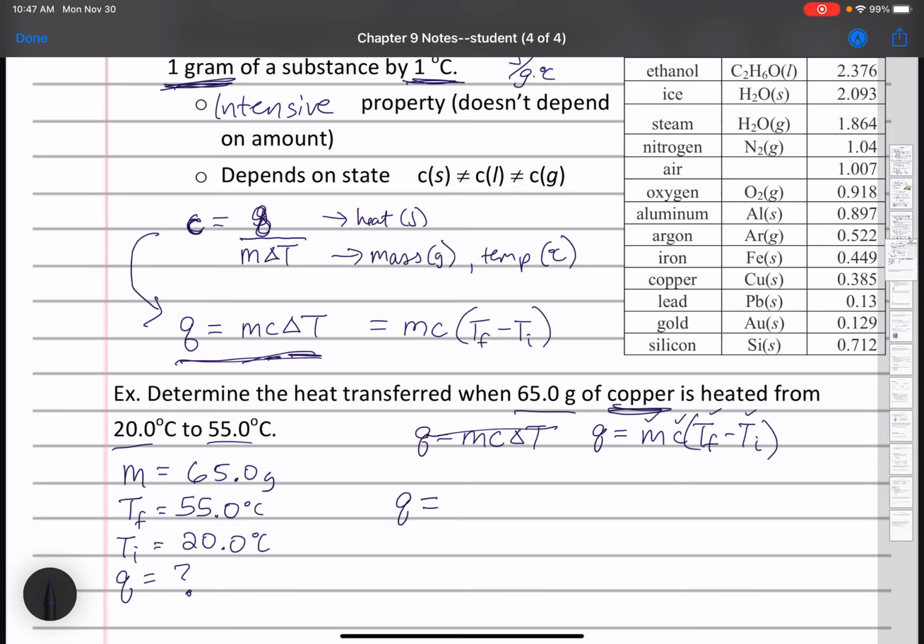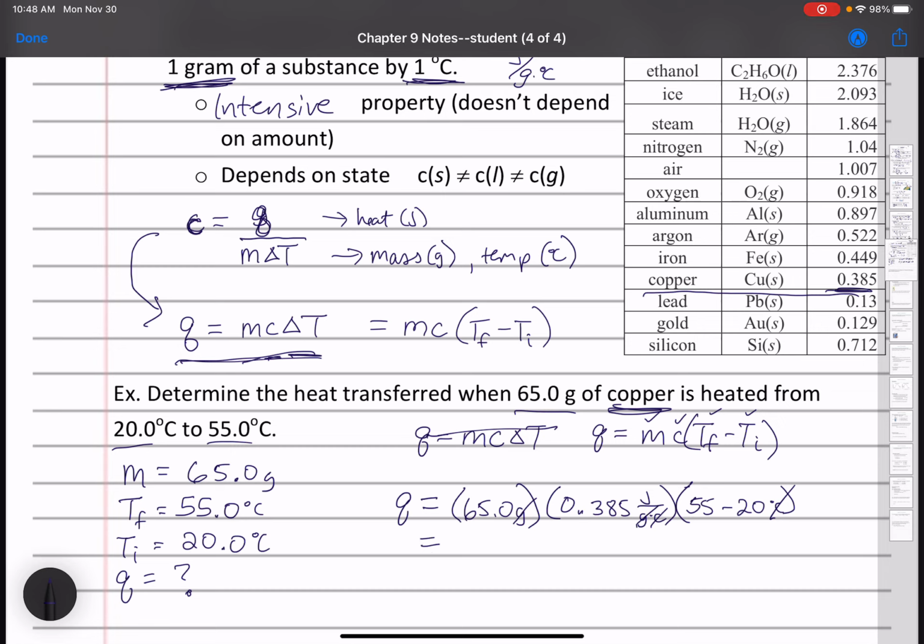So Q equals our mass, which is 65 grams, times the specific heat capacity of copper, which I can look on the table up here, and it is 0.385 joules per gram degrees Celsius. The units are mentioned at the top of the column, times the final temperature, 55 degrees, minus the initial temperature, 20 degrees Celsius. All right, so my Celsius units cancel out, my grams cancel out, and my answer is going to be in joules.